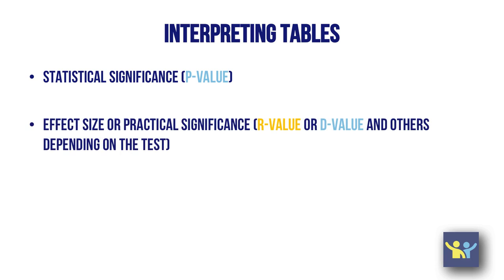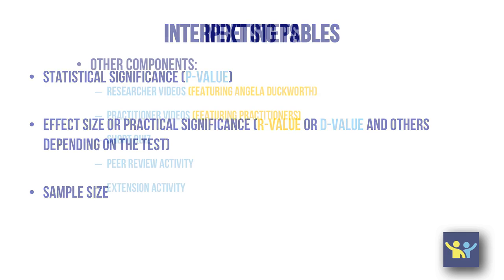Second, the effect size. We've talked about 2 types of effect size, Cohen's d and Pearson's r, but there are other effect sizes you'll see reported in articles depending on the type of test that is being run. The effect size measures tell you how practically significant the results are. And finally, always look for the sample size and information on the sample. This will tell you how generalizable the results are to other populations.